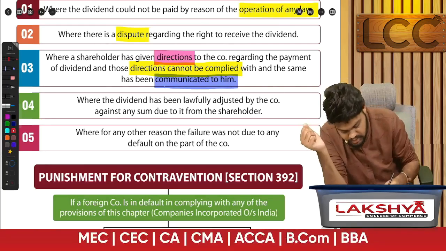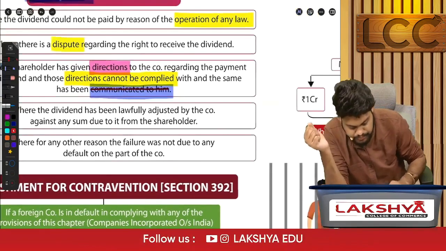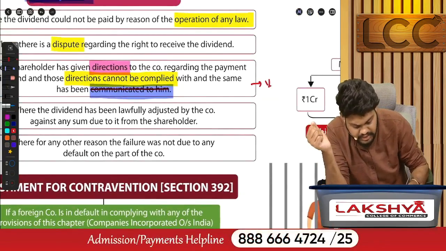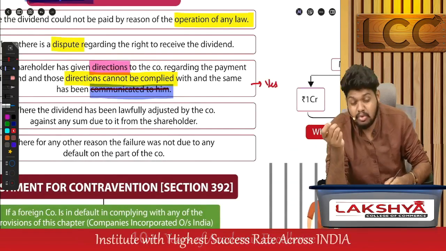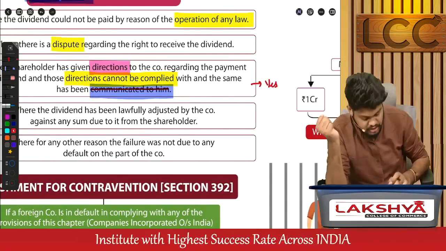Now, there are questions on this. If it is not communicated back, whether the company is punishable in the case, yes, the company is liable. It is not an exemption. It becomes an exemption only when it is communicated back to the shareholder.